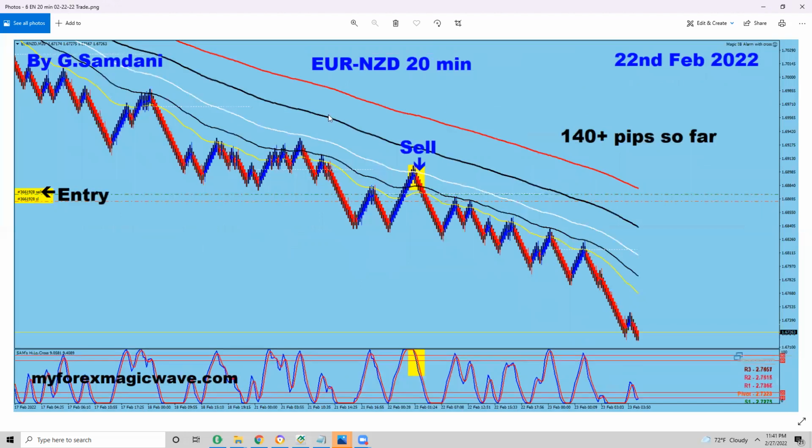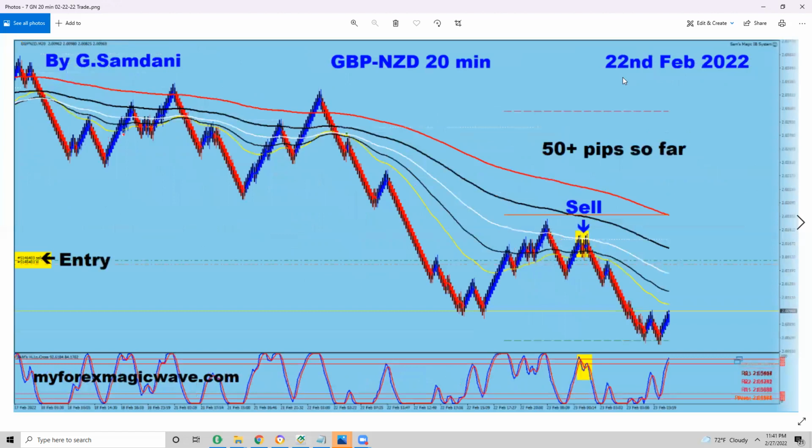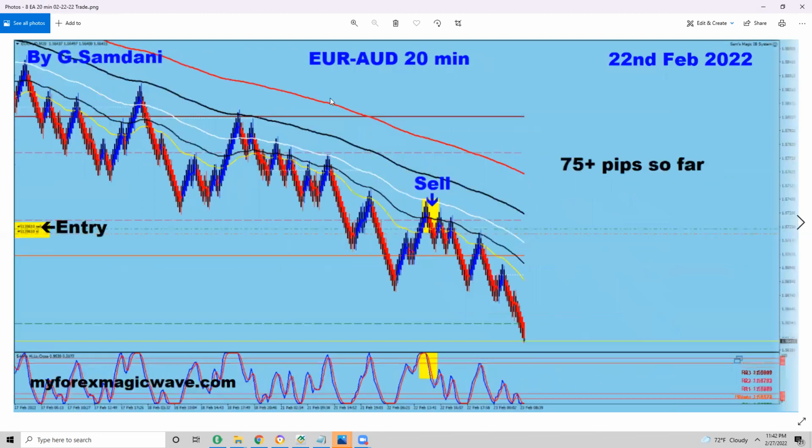Now on the 22nd, again, the euro continued going down, and Euro NZD here, second trade, 140 pip sell order. And this is on the 22nd again, Pound NZD. NZD was getting strong, so Pound NZD and Euro NZD were going down, and NZD USD was going up. So, sell order here, it dropped big time. And then again here, this is the entry, 50 pip only. Here, Euro Aussie again, and this time it's 75 pip on the 22nd.